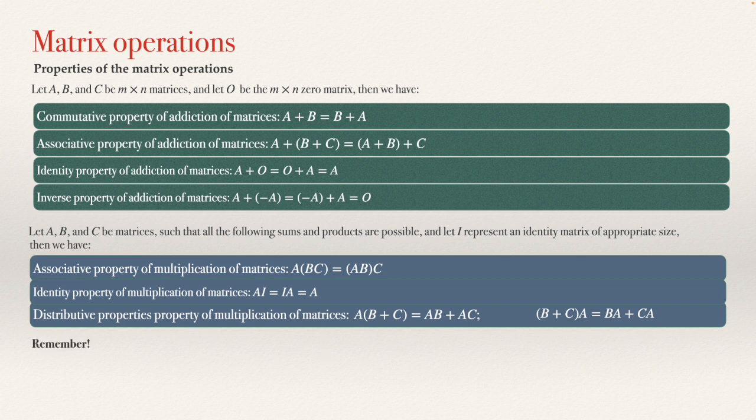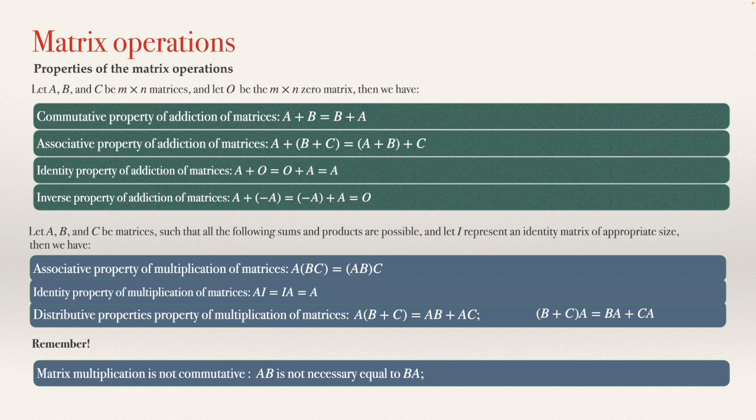Just remember, matrix multiplication is not commutative. AB is not necessarily equal to BA. There will be a few situations when AB is equal to BA, but in general, AB is not necessarily equal to BA. We have already spoken about this.